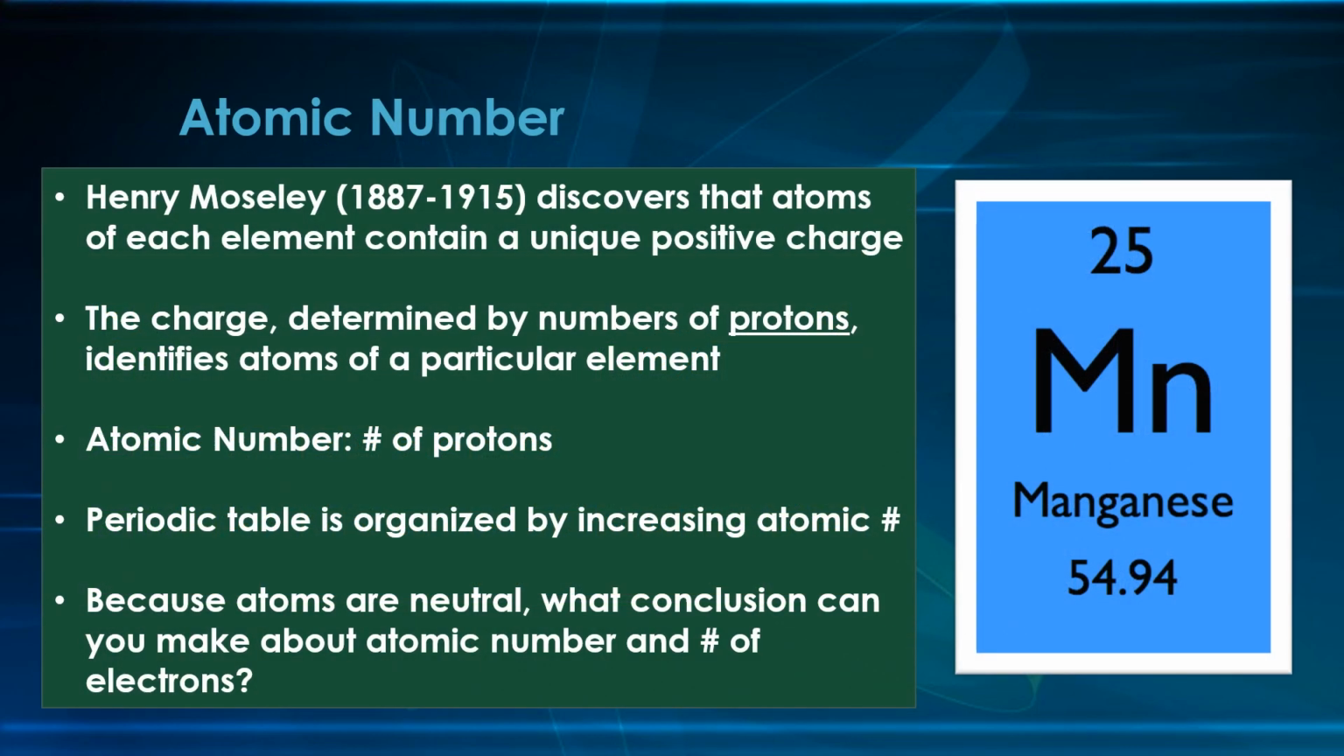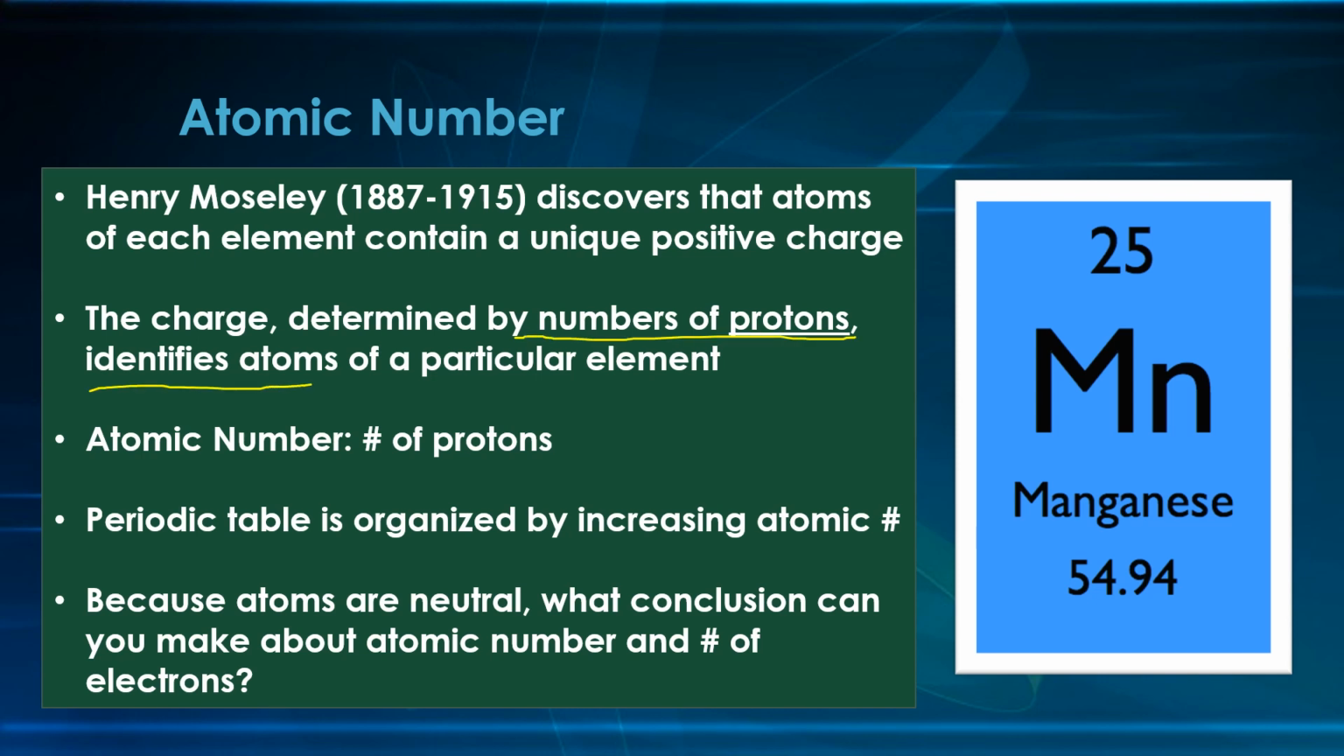The answer lies in the atomic number. Henry Moseley discovers that atoms of each element contain a unique positive charge. Now we already know based on Rutherford's experiment that the positive charge can be found in a small, very dense place inside of the atom called the nucleus. That positive charge is determined by the number of protons, and it also identifies an atom. So the most important thing that you'll write down today is that the number of protons inside of a nucleus identifies an atom.